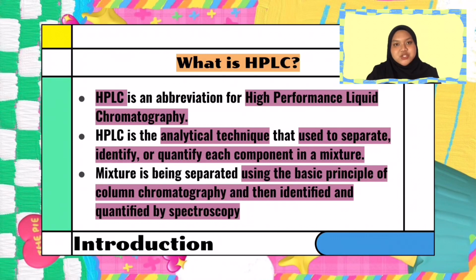So, what is HPLC? HPLC is an abbreviation for High Performance Liquid Chromatography. HPLC is the analytical technique that is used to separate, identify, or quantify each component in a mixture. The mixture is separated using the basic principle of column chromatography and then identified and quantified by spectroscopy.